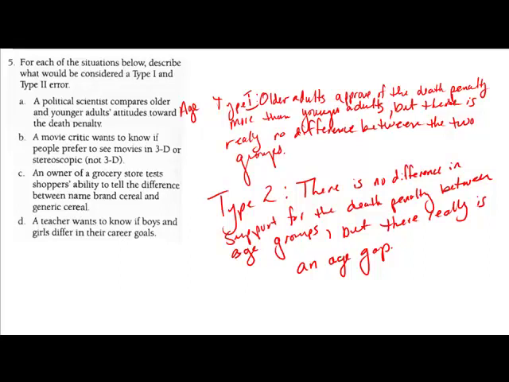So for B, a movie critic wants to know if people prefer to see movies in 3D or not 3D. Is there a difference in preference for 3D movies versus non-3D movies? A type 1 error says people prefer 3D movies, but they really don't. Type 2 error says people don't prefer 3D movies, but they really do.